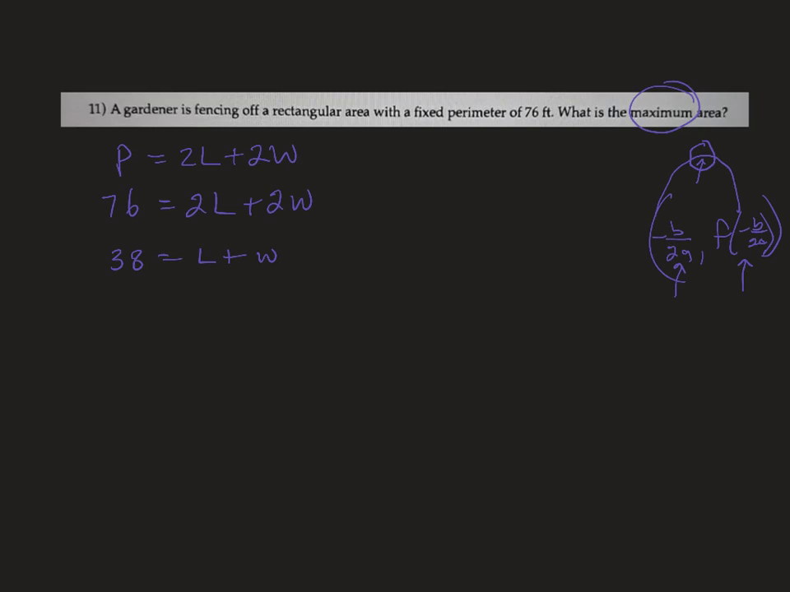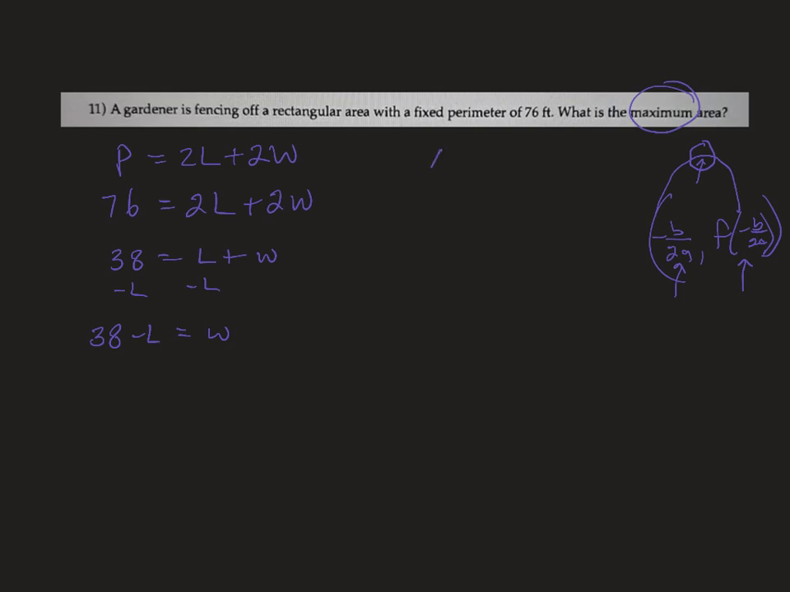Now what I want to do here is solve for one of the variables. So let's subtract L on both sides. So 38 minus L equals W. So that's a relationship between the width and the length of this rectangle.